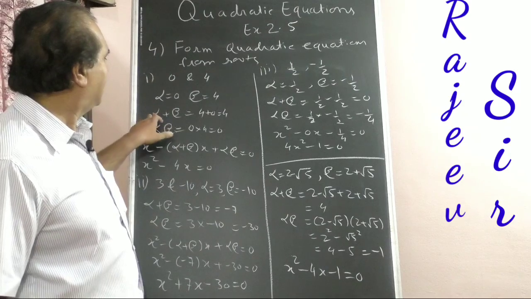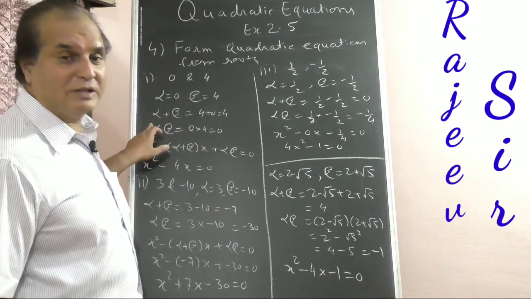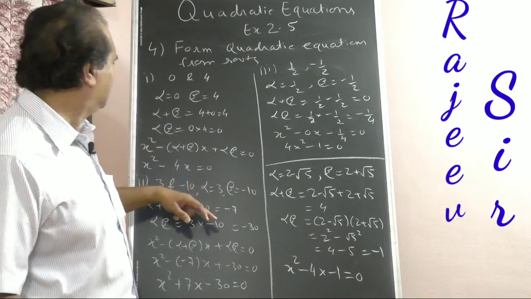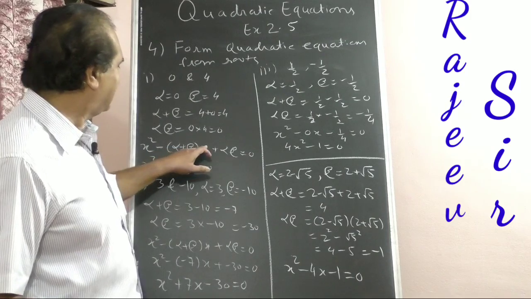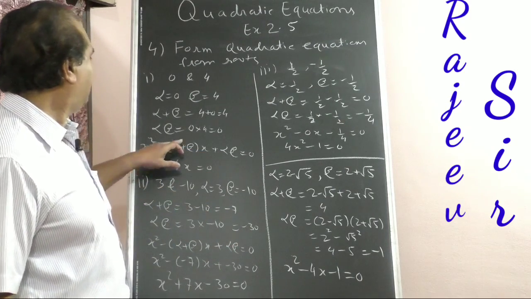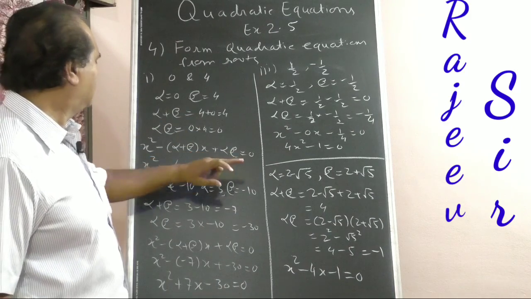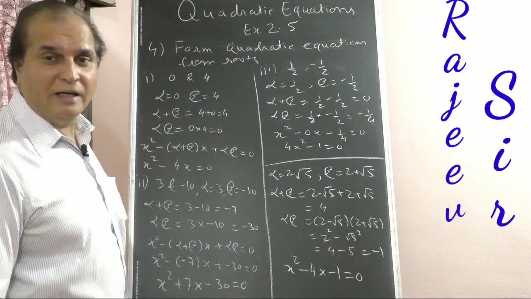So the sum of the roots is alpha plus beta, 4 plus 0 is 4. Product of the roots is alpha beta, that is 0 into 4 is 0. How do we write the equation? x square minus alpha plus beta x plus alpha beta equal to 0. Just put the values: x square minus 4x plus 0 equal to 0. No need to write the plus 0. x square minus 4x equal to 0 is the answer.